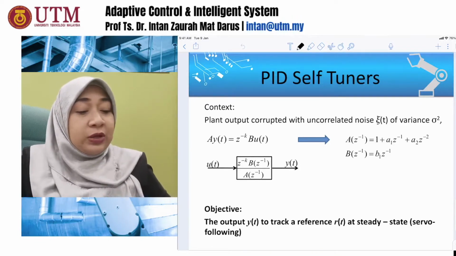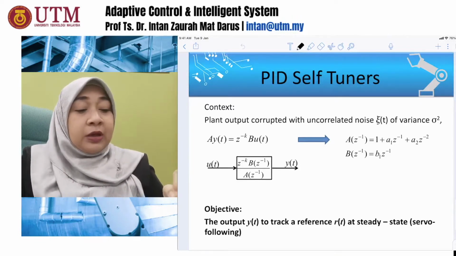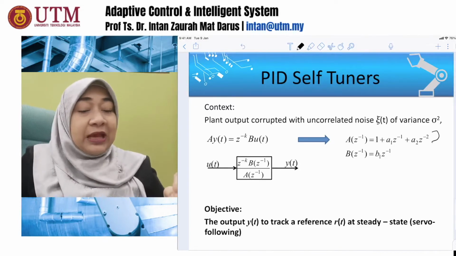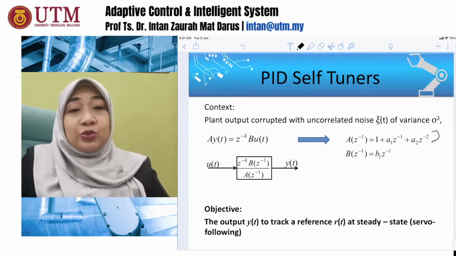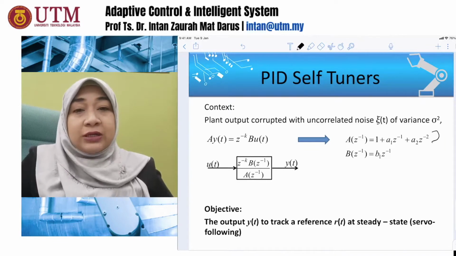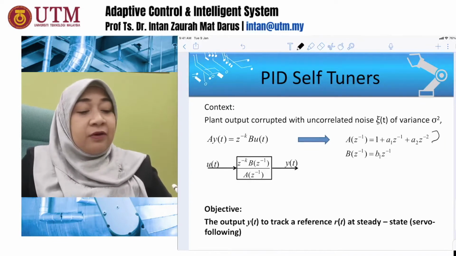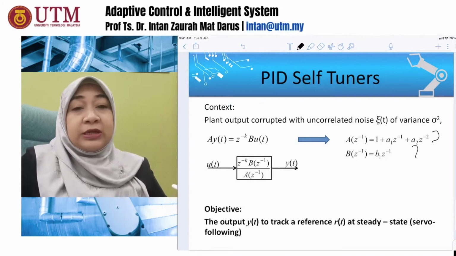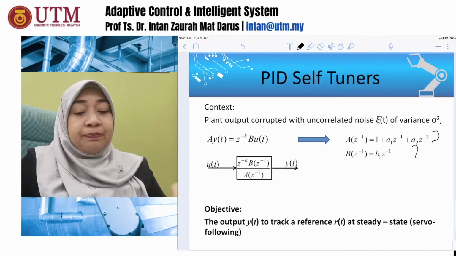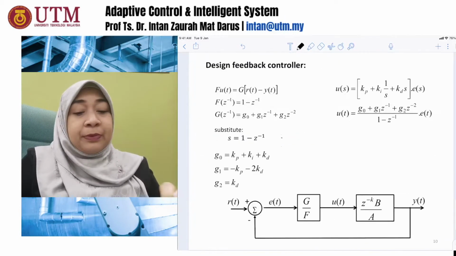Let's say we start with the polynomial A of Z is equal to 1 plus A1 Z^-1 plus A2 Z^-2. This is a second order system. And then for the B, we have the polynomial here, which is B1 Z^-1. Okay, so what we want to do is we want to design a controller.